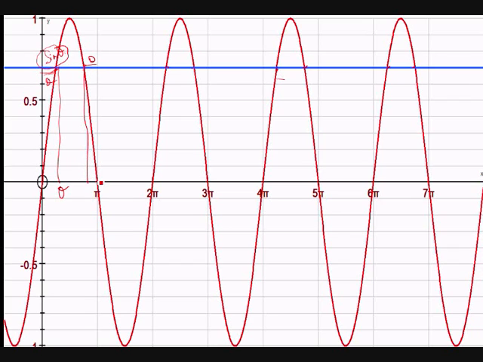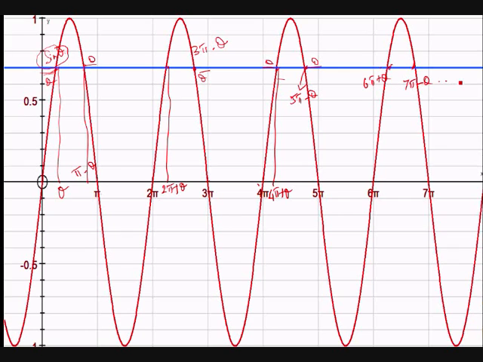Therefore this becomes pi minus theta, and this becomes 2 pi plus theta, and this point becomes 3 pi minus theta, because this is 3 pi and this is theta. This is theta and this is 4 pi, therefore this point will be 4 pi plus theta, and this is theta, therefore this will be 5 pi minus theta, and so on. This will be 6 pi plus theta, and this will be 7 pi minus theta, and we can continue like this.